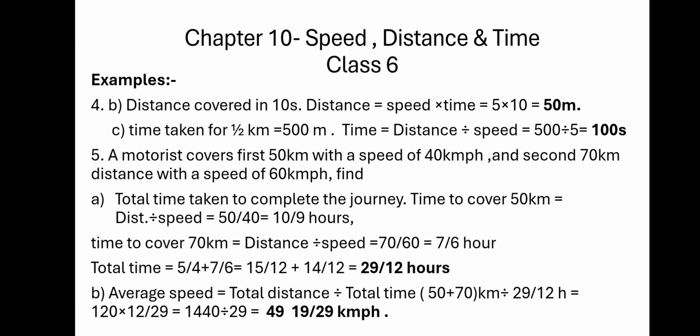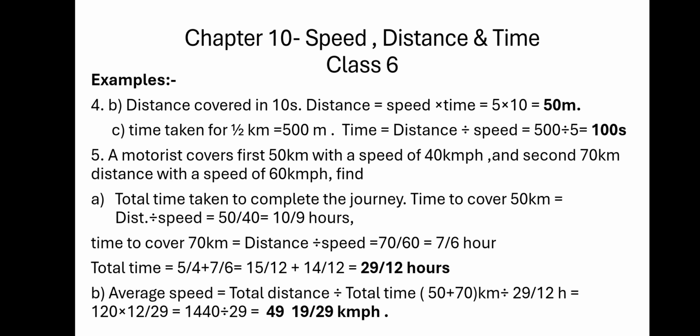Fifth example. A motorist covers first 50 km with a speed of 40 km per hour. kmph is kilometer per hour. And second 70 km distance with a speed of 60 kmph, kilometer per hour. Find the total time taken. So first you have to find the total time taken.